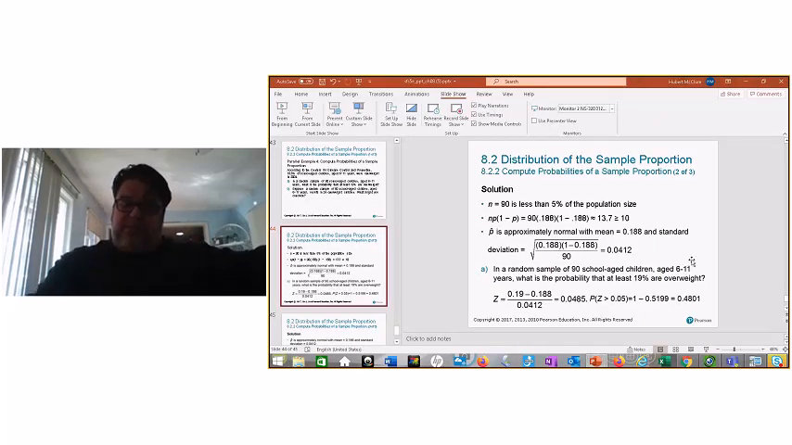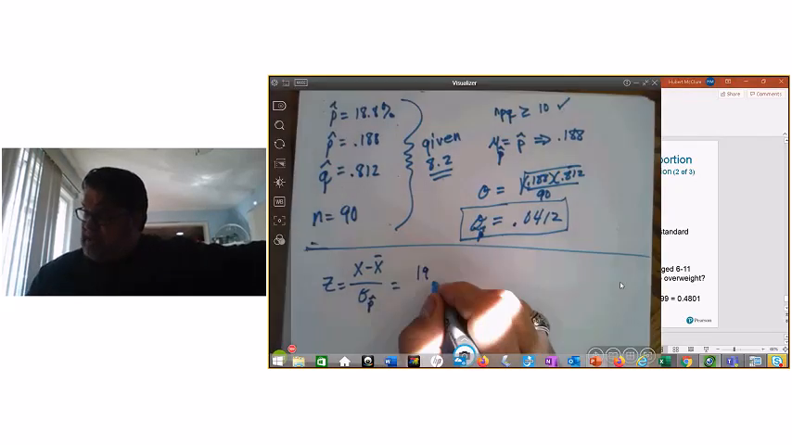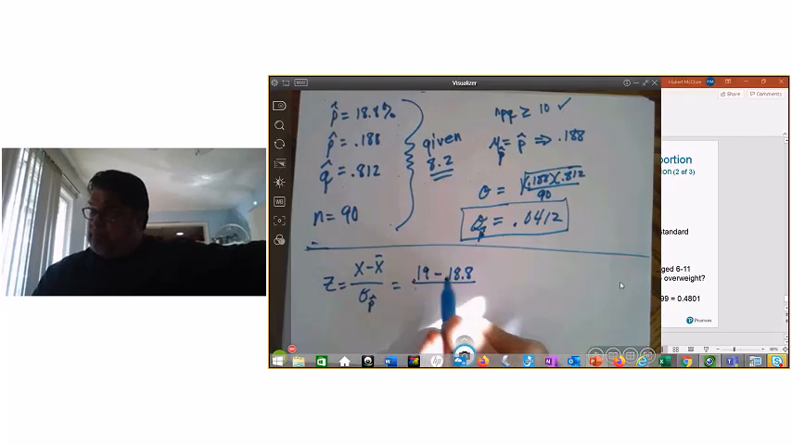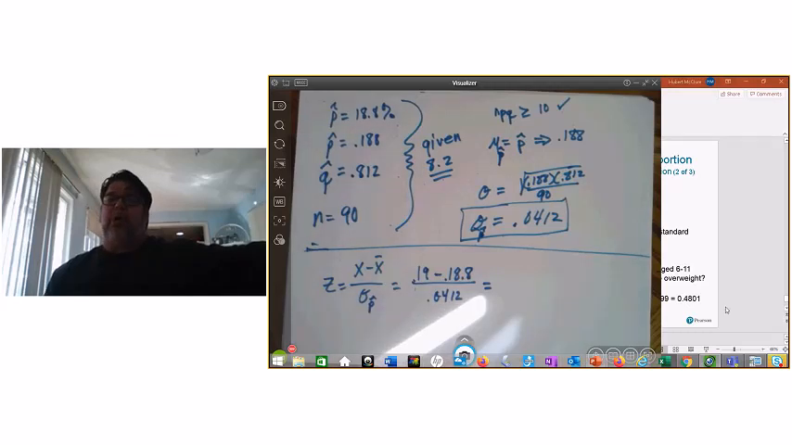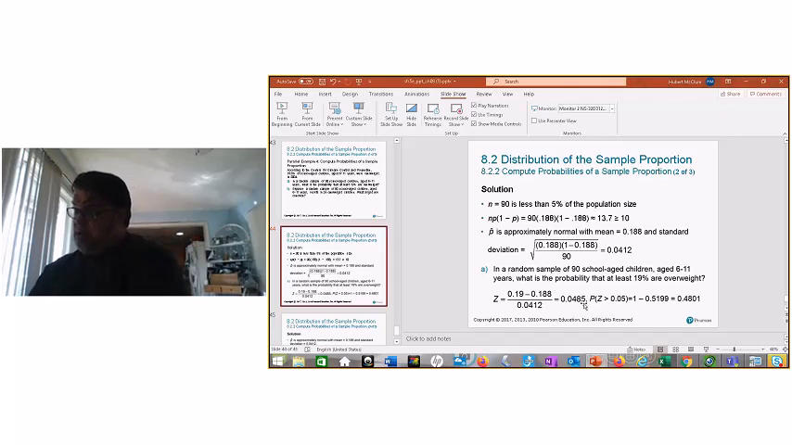They give you that in the question. 19 minus 18.8, or 0.19 minus 0.188, whichever one you want to do, over 0.0412, and that's going to be a z-score of 0.0485. But we don't write z-scores in 4 digits. I can't stand when they do that. 0.05.